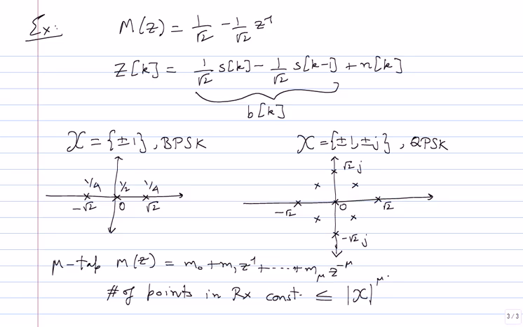Mu plus 1. Is there a mu plus 1? Yeah, that's a mu plus 1. So I have to worry about too many points in my received constellation, and it's going to get quickly complicated. That's something you have to keep in mind.